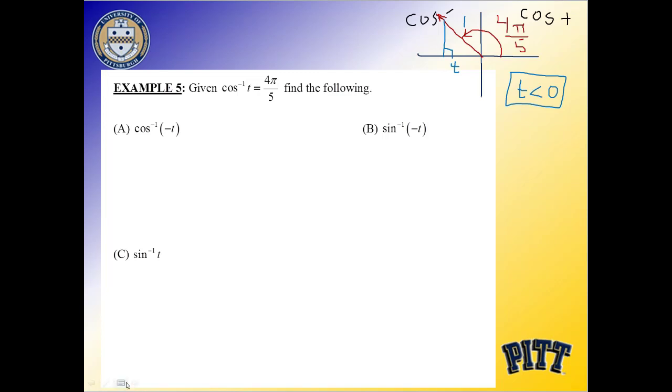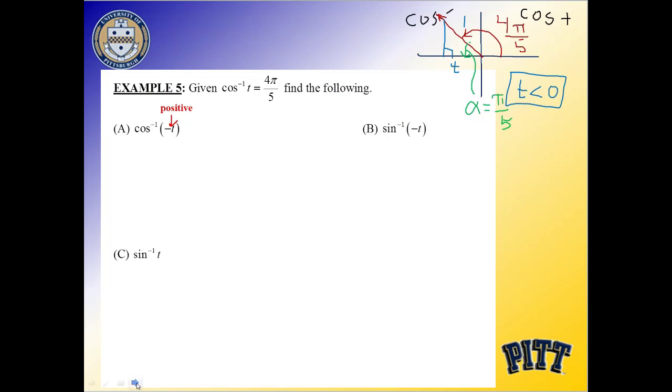I also have to keep in mind that, for this circumstance, the reference angle I'm using is going to be pi over 5, because it says here I want to do the arc cosine of negative t. Well, negative t would be positive. This is the part that drives students nuts, because t is negative, which makes negative t positive.